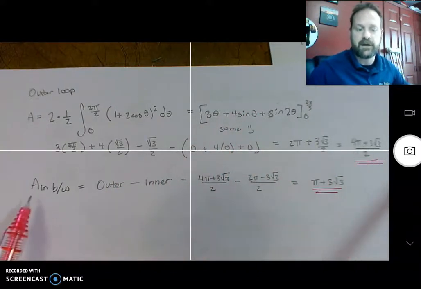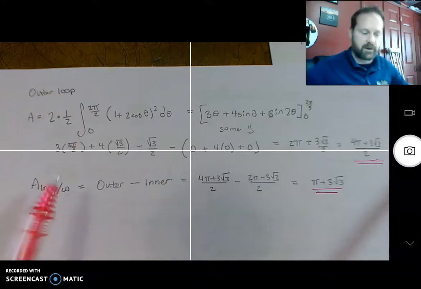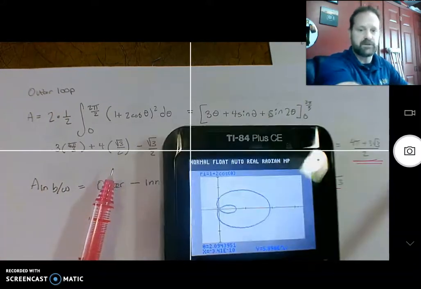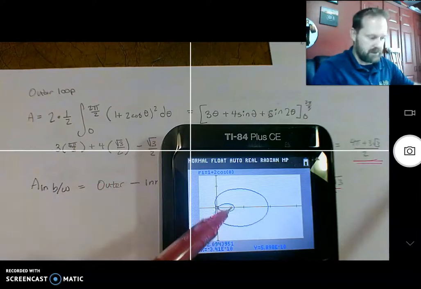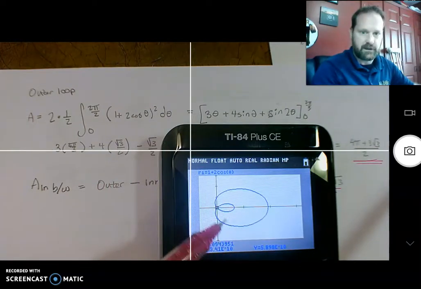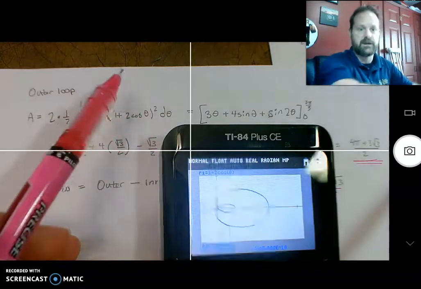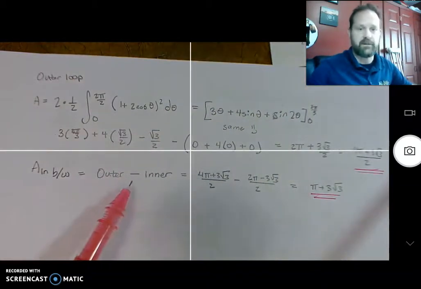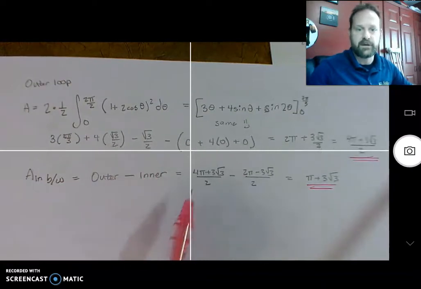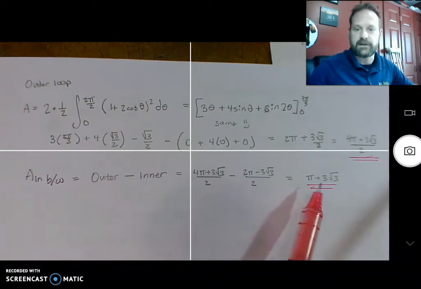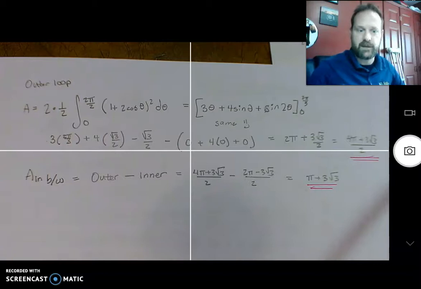And then how do we get the area in between? Okay, remember, we wanted the area in between. We wanted this area out here, and excluding this one. So the area in between is the area of the outer minus the area of the inner. So outer minus inner, and the final answer is this, simplifying terms. Okay, all right, one more.